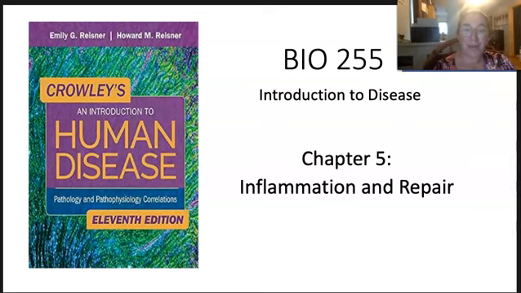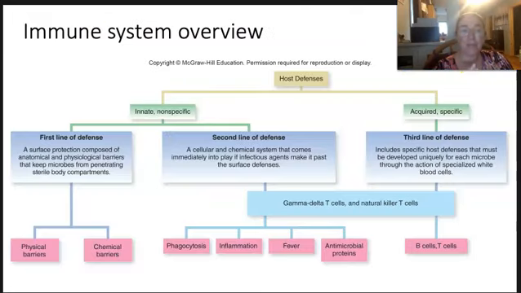Hello everyone, and welcome to the Chapter 5 lecture for Crowley's An Introduction to Human Disease. This chapter is all about inflammation and repair. So inflammation stems from the immune system. So this chapter is really kind of an introduction to the first part of the immune system.